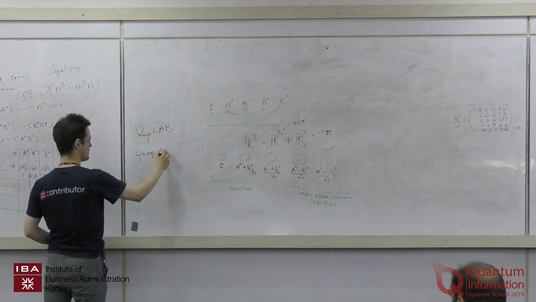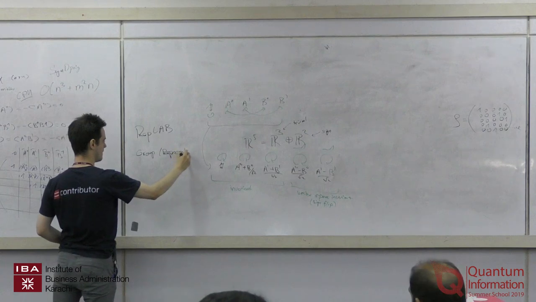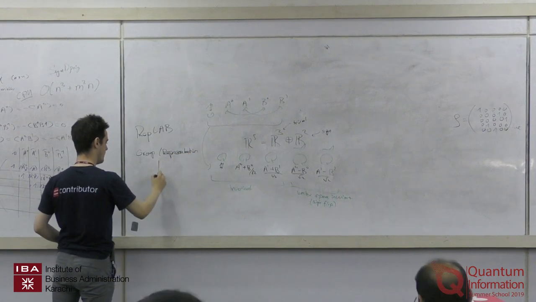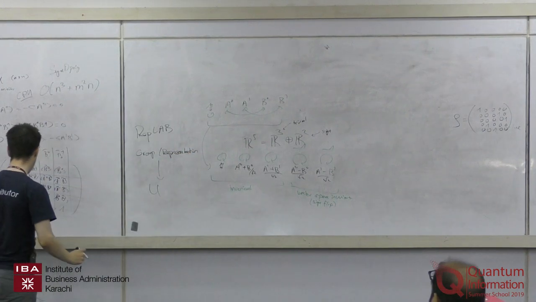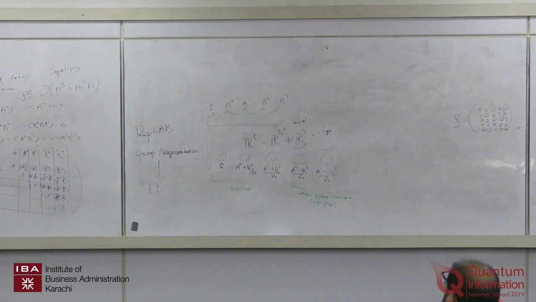you give it a group and its representation. We do that this afternoon. And it gives you that matrix U, such that you do the change of basis on your matrix, and you simplify it.